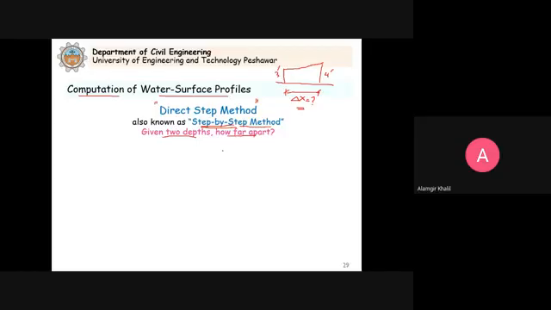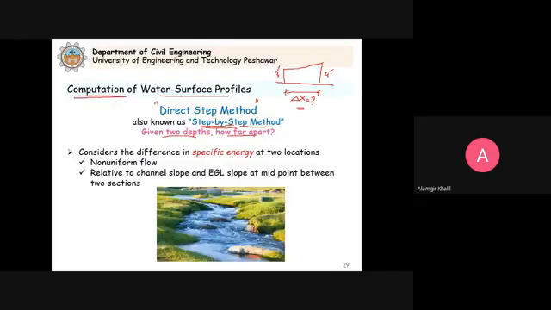So this method considers the difference in specific energy, because the depth is changing at two locations. So that's why we have non-uniform flow, and it is relative to the channel slope and the energy grade line slope at the midpoint between the two sections. Why? Because we go for the average conditions. This is what we wrote down earlier: V bar, R_H bar. So it means we are averaging conditions at the two sections. Let's say this is section 1 and this is section 2. Now the depth is not the same, so consequently the velocity will not be the same, and consequently the hydraulic radius will not be the same.